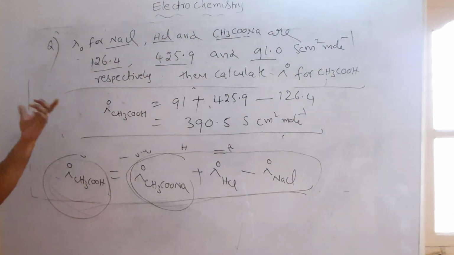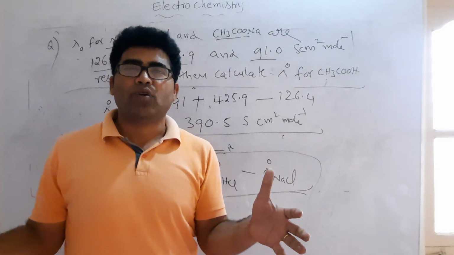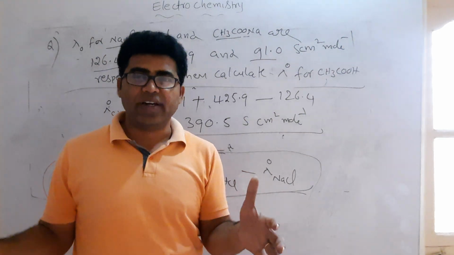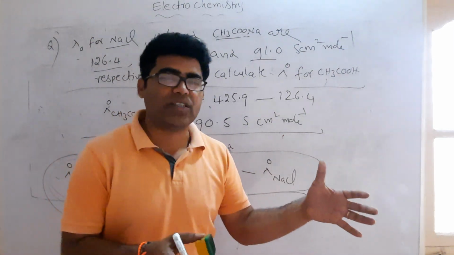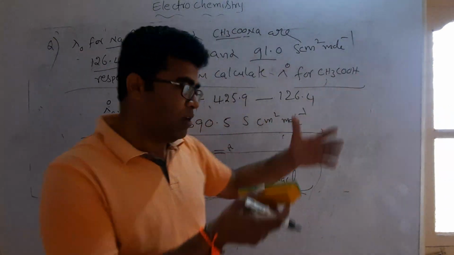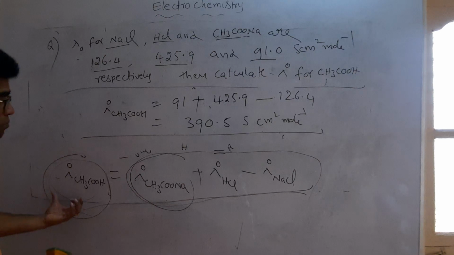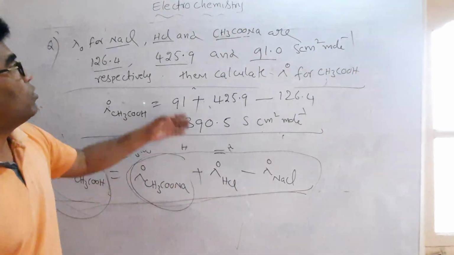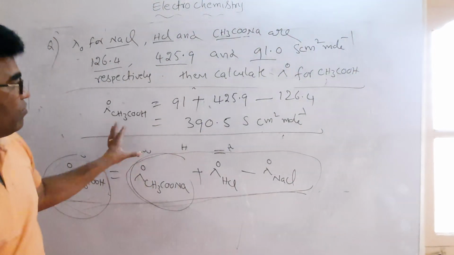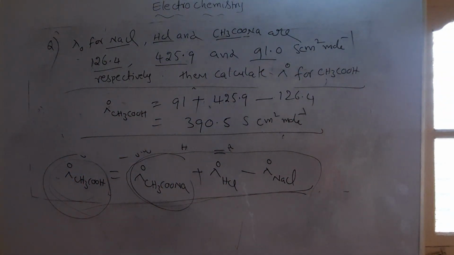So Kohlrausch's statement is that the limiting molar conductivity of a weak electrolyte is equal to the sum of the limiting molar conductivity of cation and anion. By using that addition and subtraction, we get a mathematical approach like this. Based on that, we substituted and finally we got the answer. So that statement is useful.